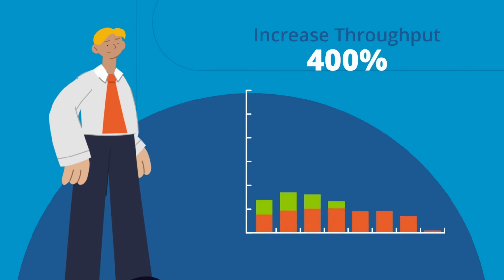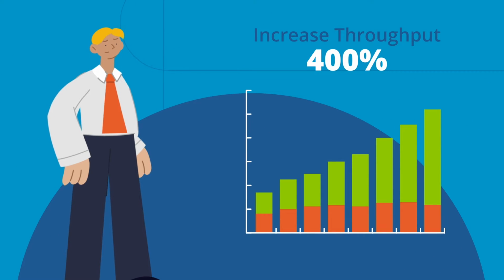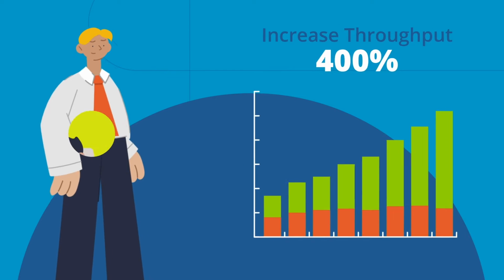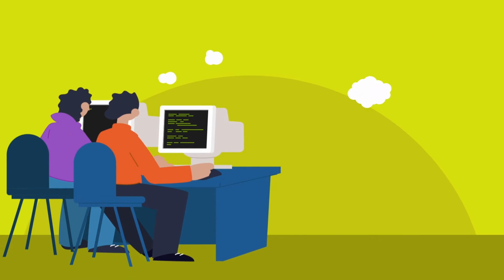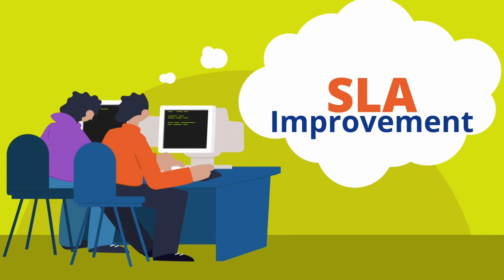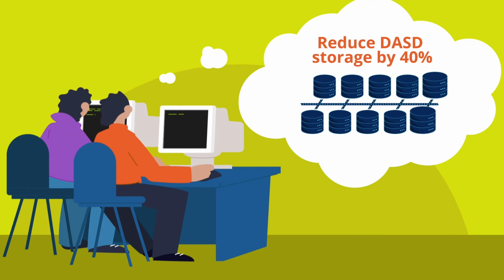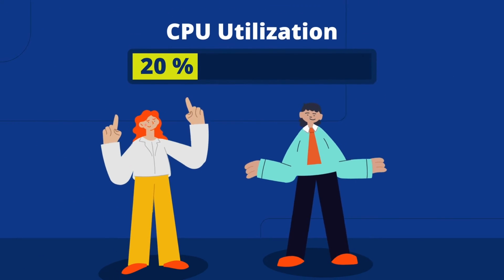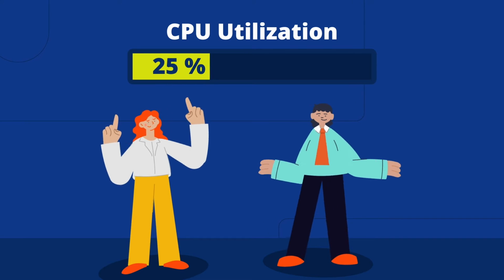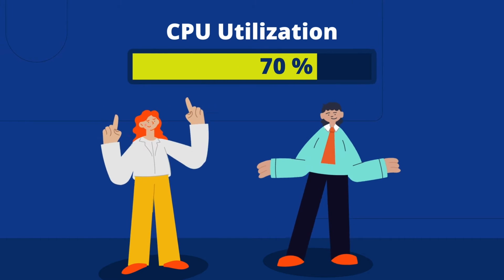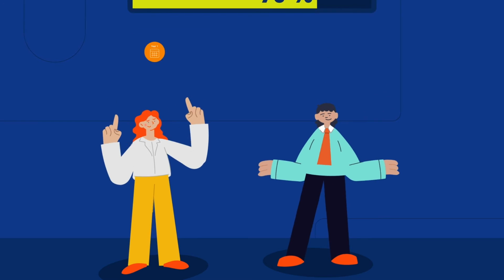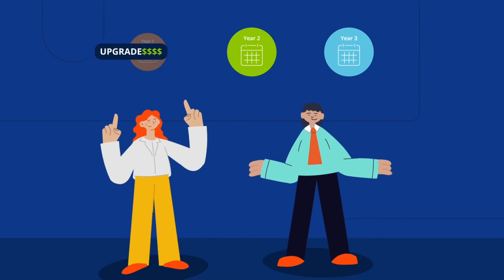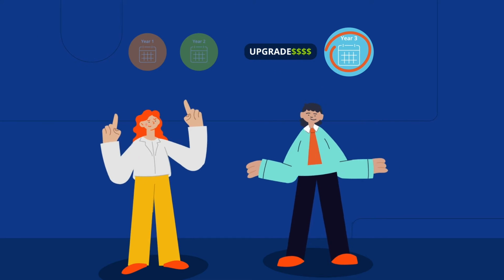Suppose marketing knew you could increase transaction throughput by up to 400%. Data center operations teams would certainly also welcome SLA improvement and a 40% reduction in DASD storage. But that's nothing compared to how happy your finance organization will be with the savings of between 20 to 70% in CPU time in your VSAM applications that lets them defer a multi-million-dollar upgrade.